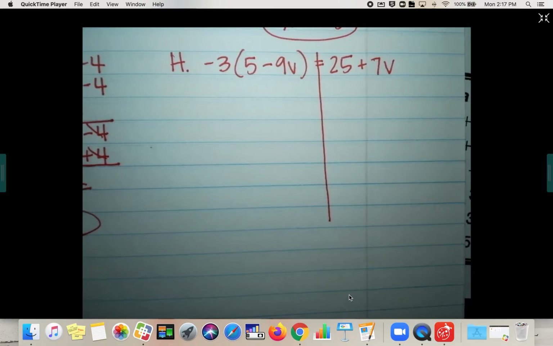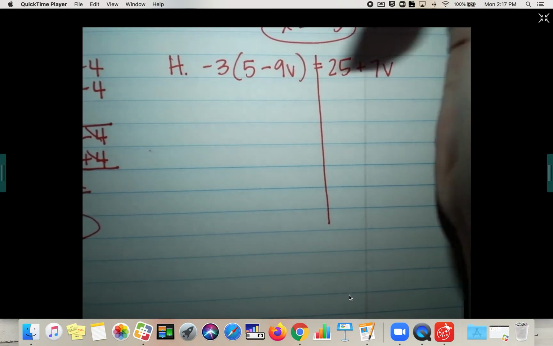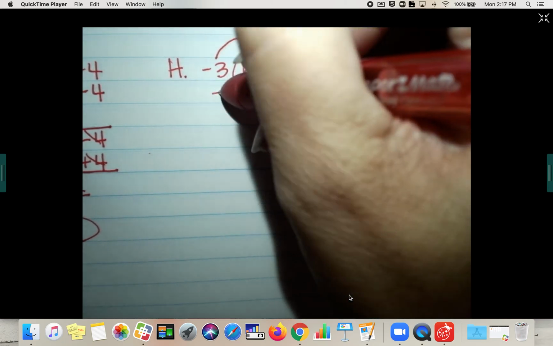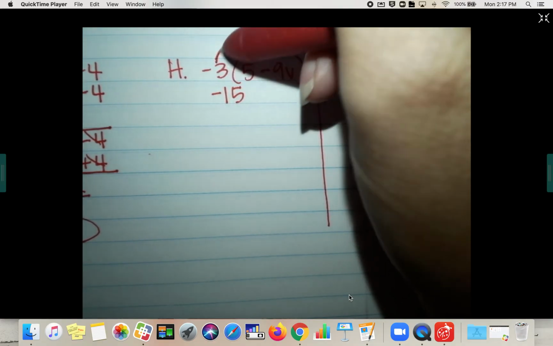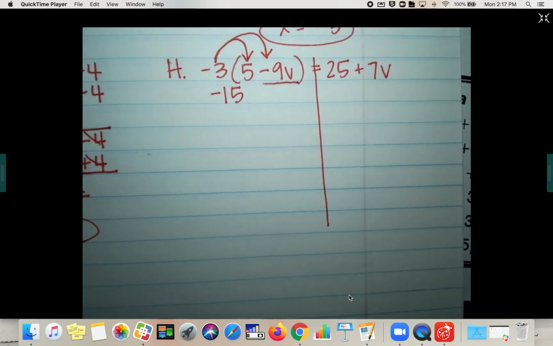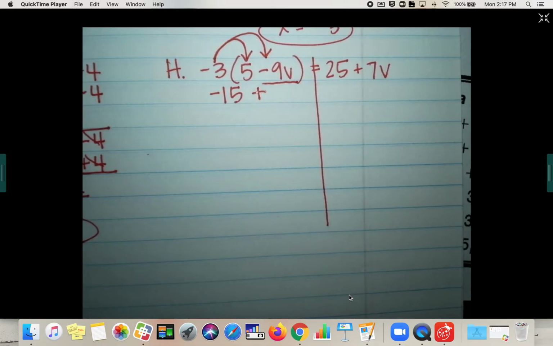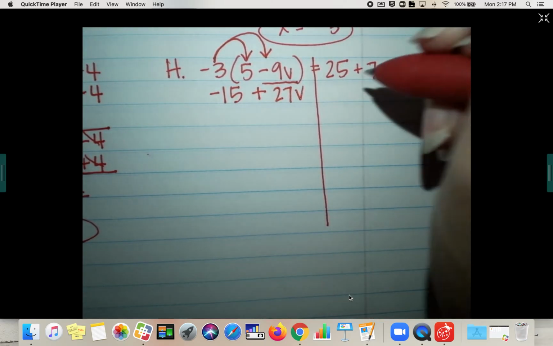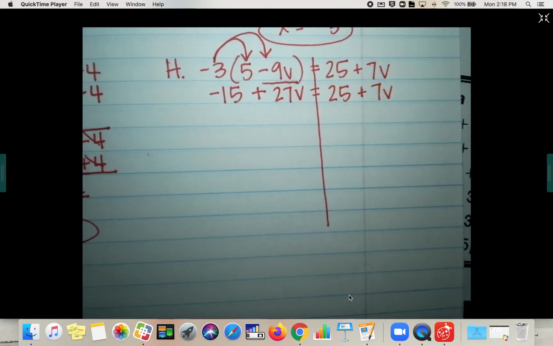All right, this one's a little tricky because we've got some negatives involved here, and a lot of people mess up negatives. It's not your fault, they're just harder. Negative 3 times positive 5 is negative 15. Okay, here we go. Negative 3 times negative 9v: negative times negative is going to make it positive, so I want you to put a plus. 3 times 9 is 27. Don't forget your v. 25 plus 7v on the other side.